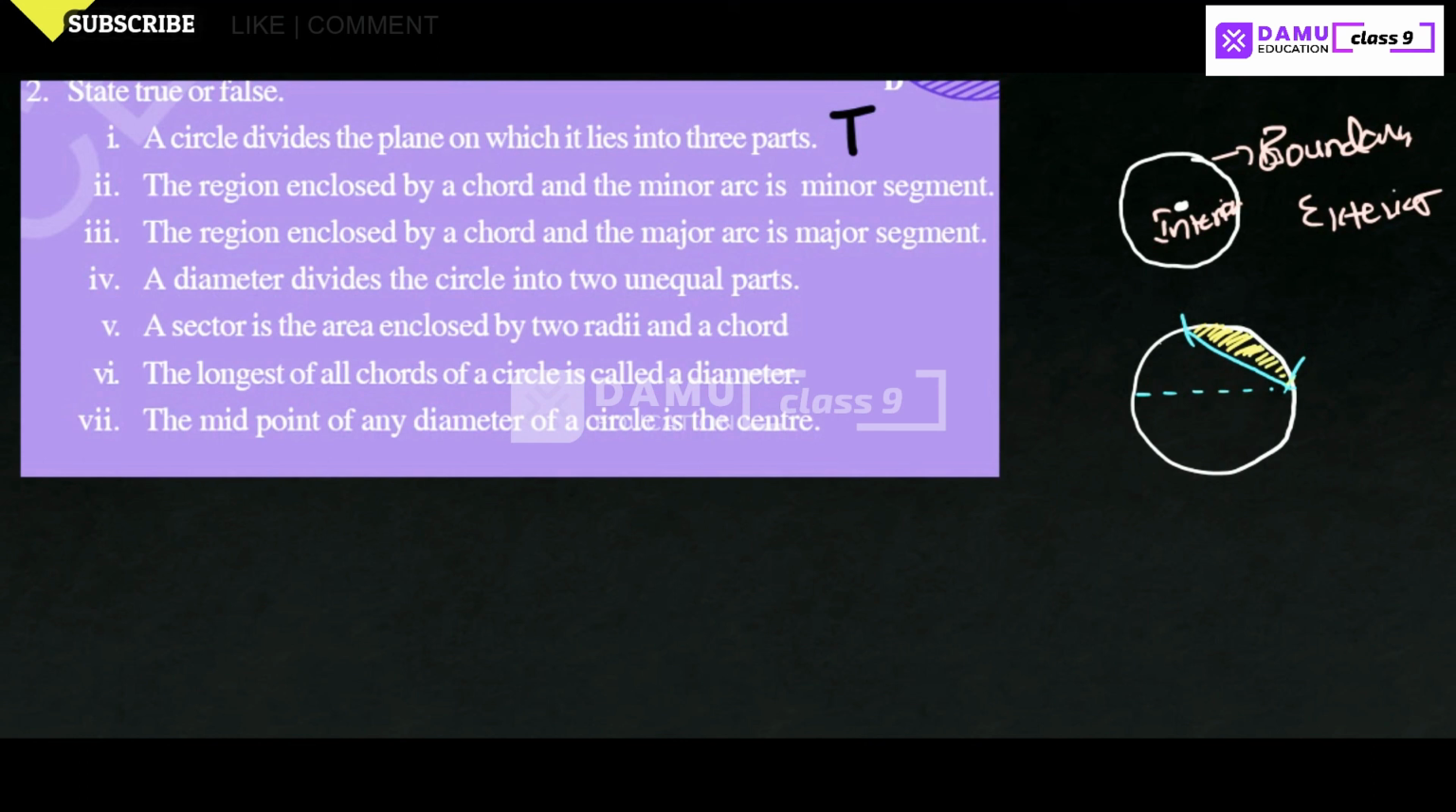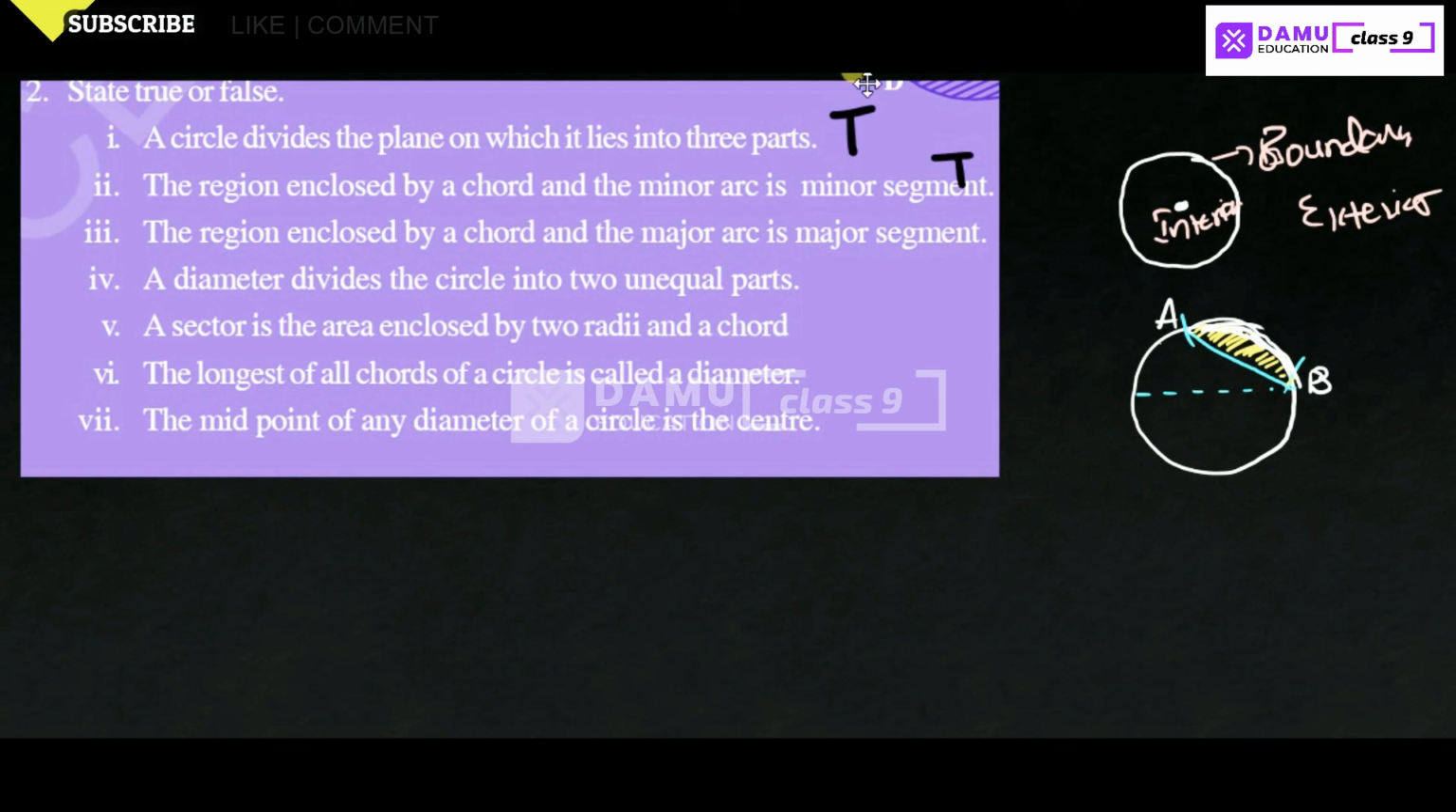So let's write here A, B. So this one is the minor segment. It is enclosed by a chord. This portion is the arc, this is the chord, and this one is the minor segment. Yes, that is true, so the second one is true. You can take it like that. This is the minor segment. When one chord and one arc enclose a region, it is always a segment.